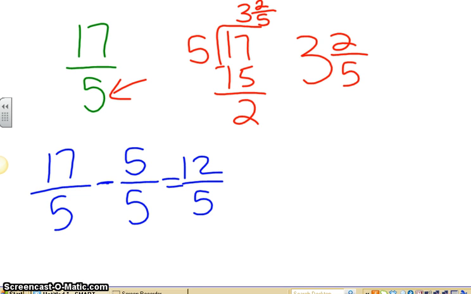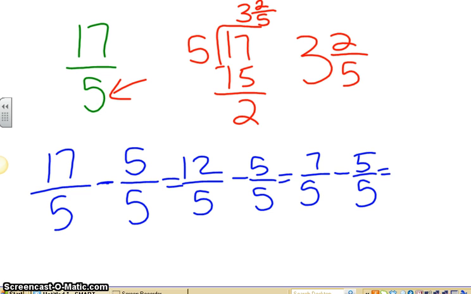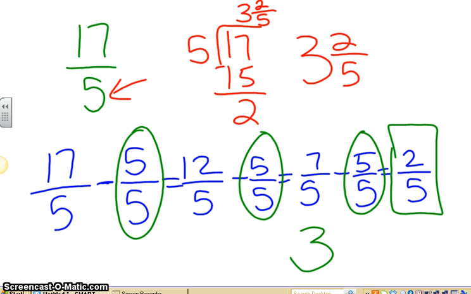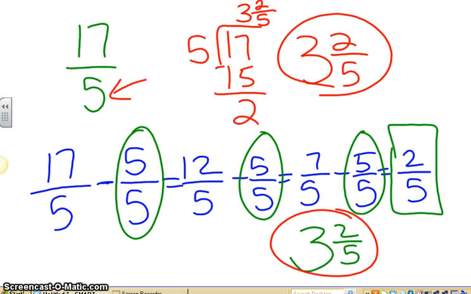Denominator stays the same. That's still improper, so I have to take out another whole fraction. 12 minus 5 is 7. Denominator stays the same. That's still improper, so I have to take out another whole, and that will leave me with 2, and 5 is the denominator. Now I have to figure out how many wholes I took out. 1, 2, 3. So there's 3 wholes that I took out, and I was left with 2/5 as my fraction. So you see, we get the same mixed number no matter which method we choose to use.